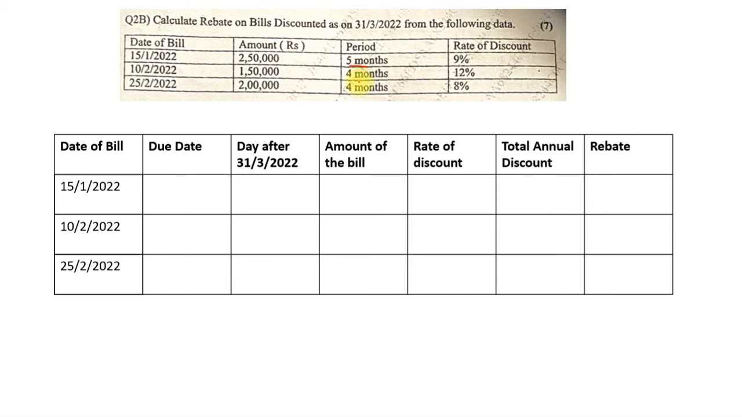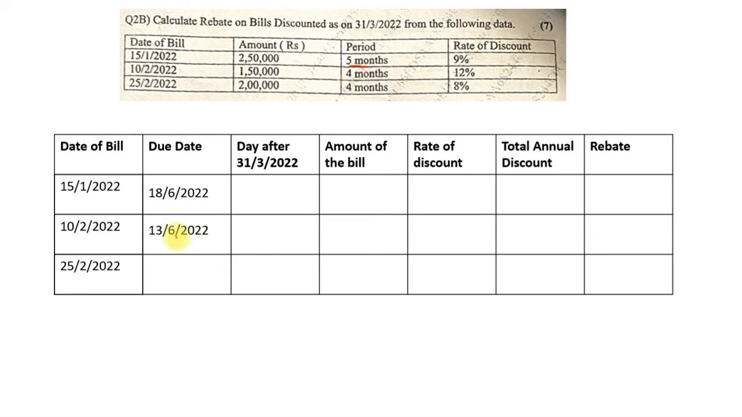Okay, June 15th and 3 days grace. So 16, 17, 18. So we'll have 18th June 2022. Okay, same way for 10th Feb, 4 months ahead Feb. So March, April, May, June. So June 10 is already there, so 3 days ahead of that.